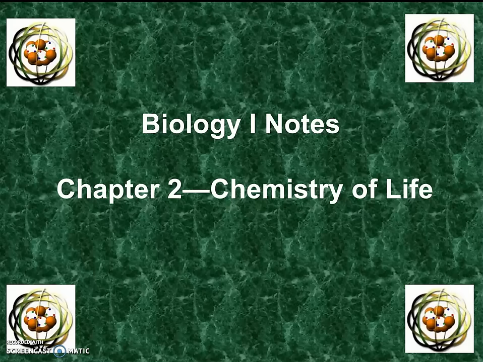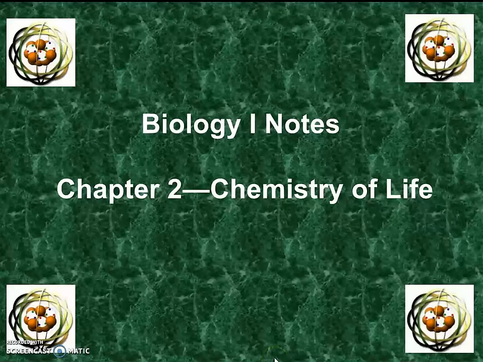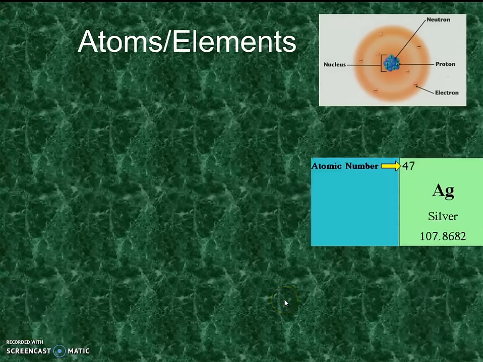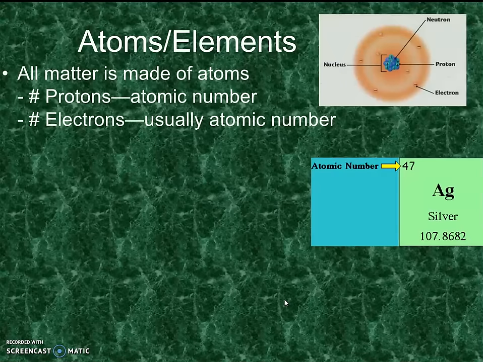Hey, honors biology students. We are taking notes on atoms and elements for Chapter 2, Chemistry of Life. You should have page 1, and on the back of it, it's labeled page 2. We're going to fill out both of those notes right now, so let's get started. First of all, atoms and elements. This should be all review, so I'll go through it quickly.